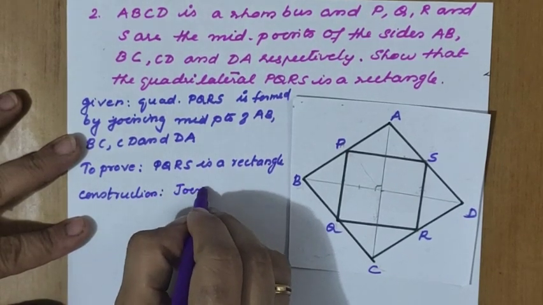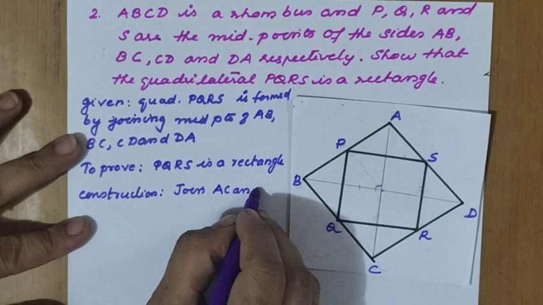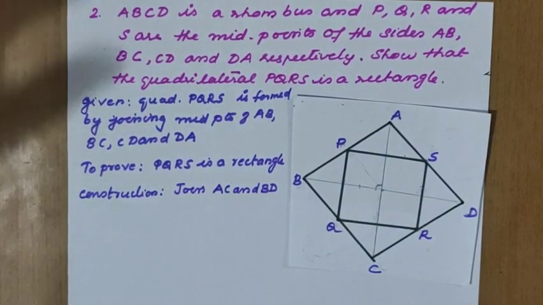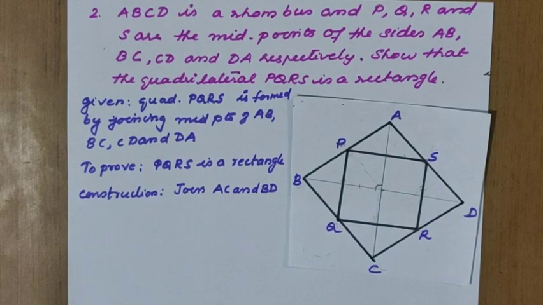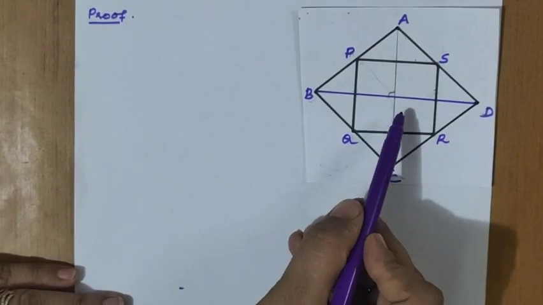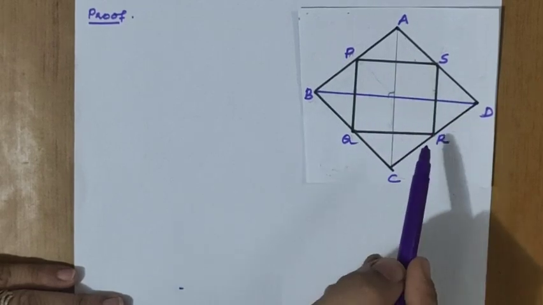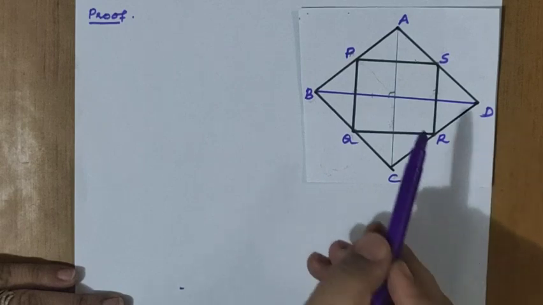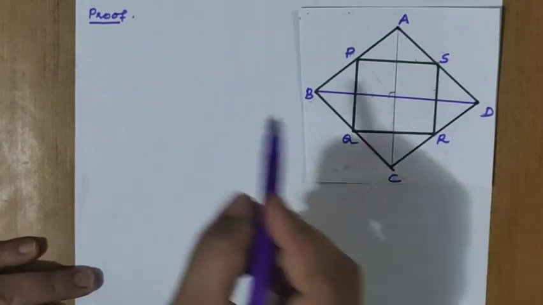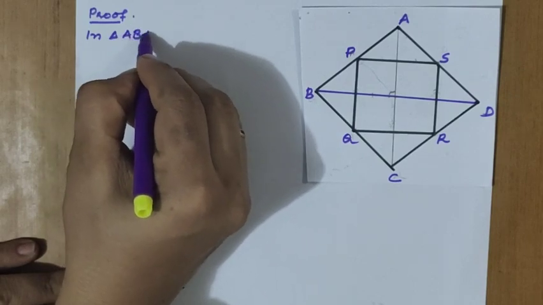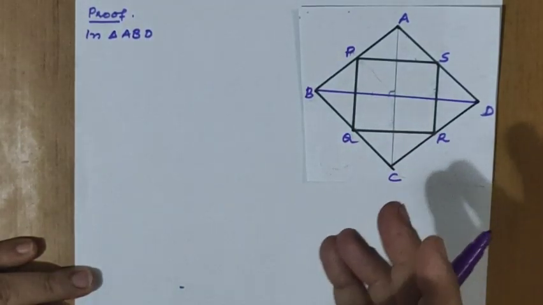Join AC and BD, that means the diagonals. So I'll join the diagonals now. Which are the diagonals? AC and BD. I joined one diagonal BD now. Now you can see that after joining BD, it is divided into two triangles. Which are those two triangles? ABD and BCD. So I'm taking first ABD. In triangle ABD, and also triangle BCD we can use.